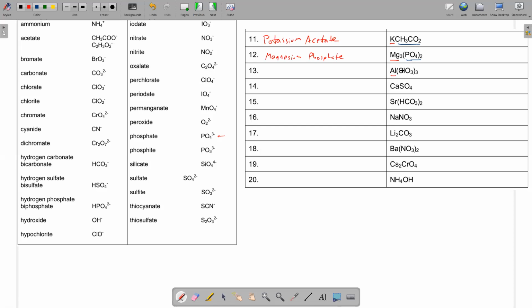And here we have aluminum. And then there's a ClO3. That's not an I, it's an L. ClO3 is right here, chlorate. So the first element, just the element name for the metal, aluminum, and then ClO3, chlorate. 14, calcium is a metal. It's in group 2 on the periodic table. And then the SO4 is sulfate. It's right there. So we've got calcium, and then the SO4 is the sulfate.